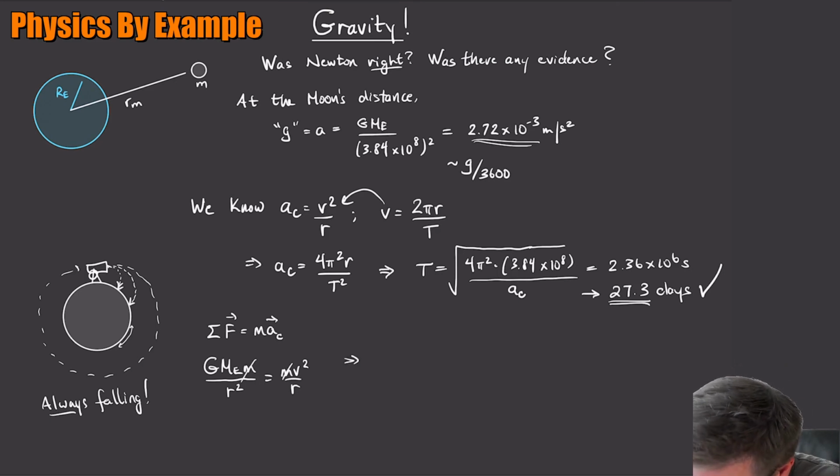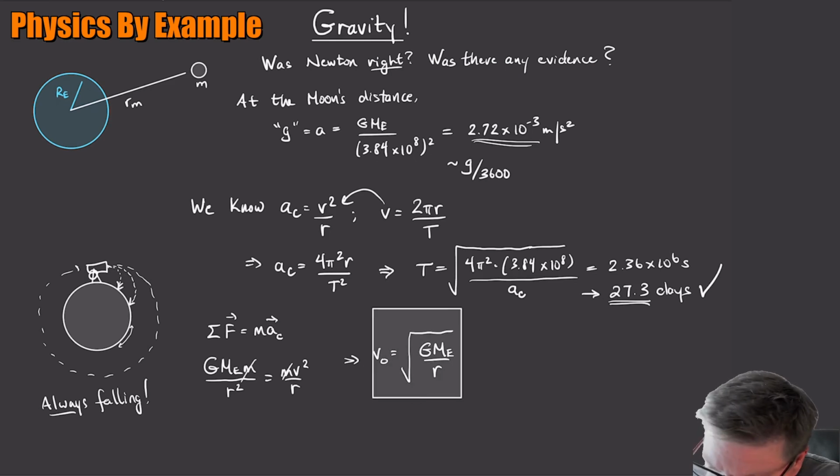So that means that our orbital speed v, if I just solve for v, is the square root of GM over r. There we go. That's how you figure out an orbital speed, how fast you have to orbit. That's for circular orbits. That's how fast you have to orbit something.